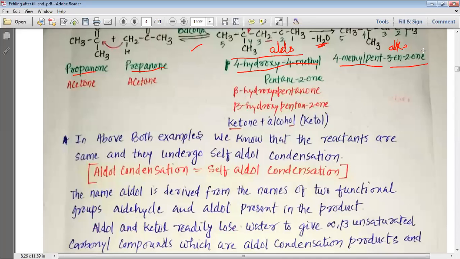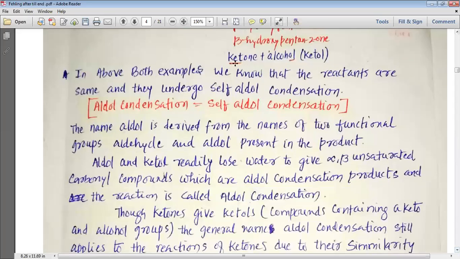Alkenone, my dear students, because this is not even aldol. I made a mistake, I'm sorry. This is what it is, the ketol, and then we get the alkenone. In the same way, both aldehydes and ketones undergo such reactions.